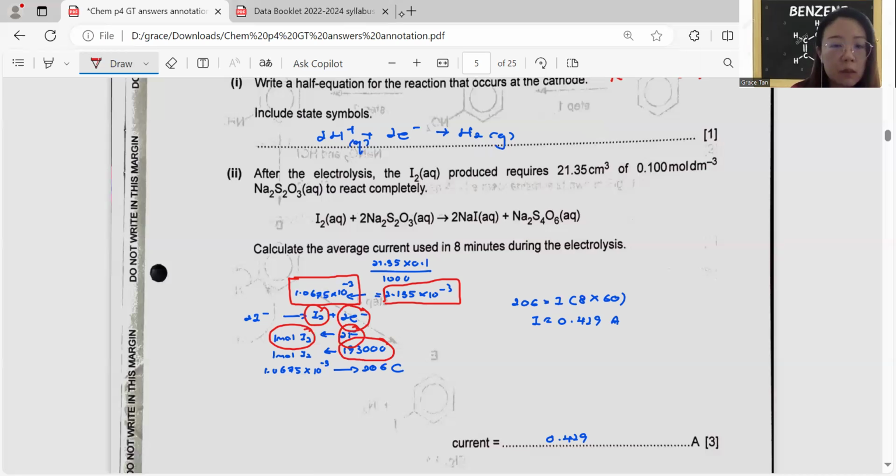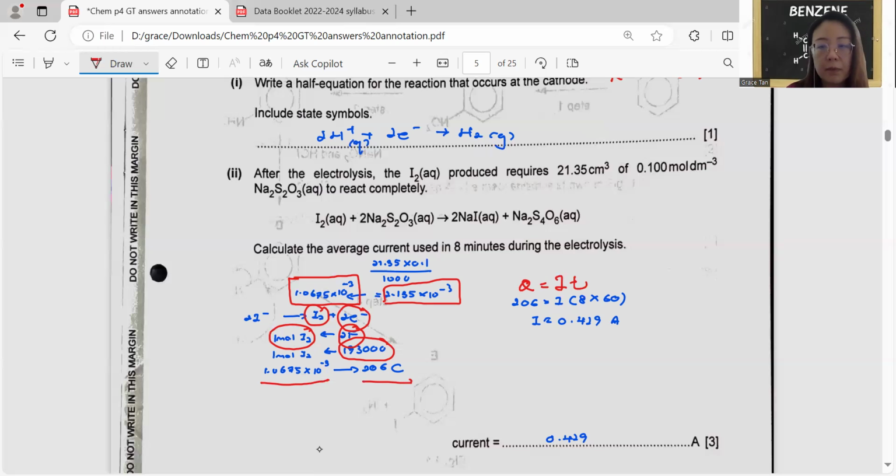So now your experiment only gave 1.06 × 10^-3 mole. So you only had 206 coulombs of charge in your experiment. Your experiment only passed 206 total quantity of charge, not 193,000, because your mole is so little. Once you know the quantity of charge, then Q equals It. Time must be in seconds. They give me minutes, so you need to times 60. Therefore, the current is 0.429 A, to 3 significant figures minimum. All right, so that is what I have calculated.